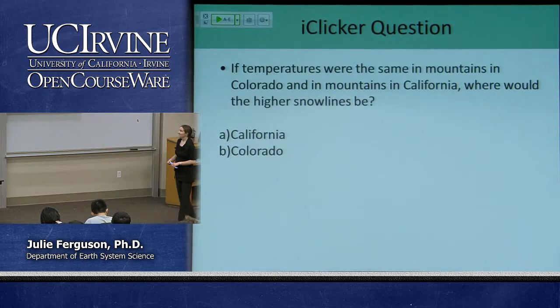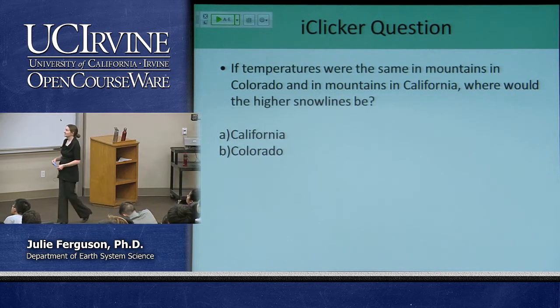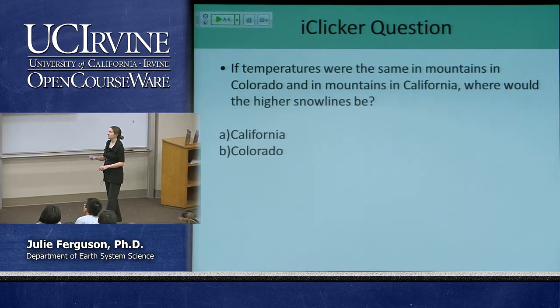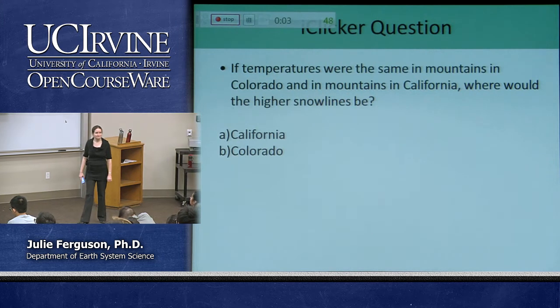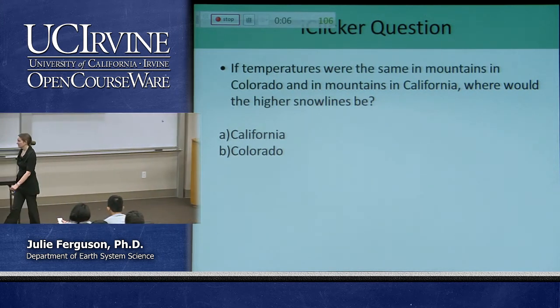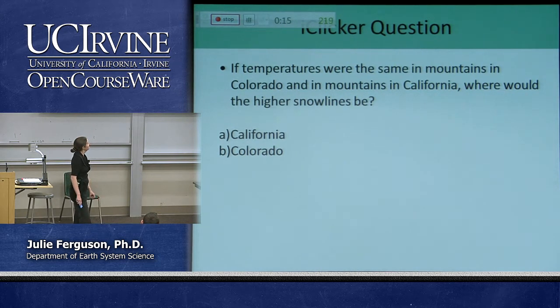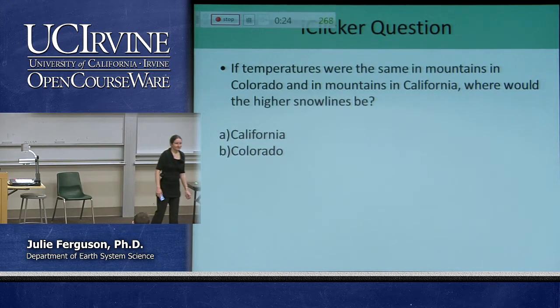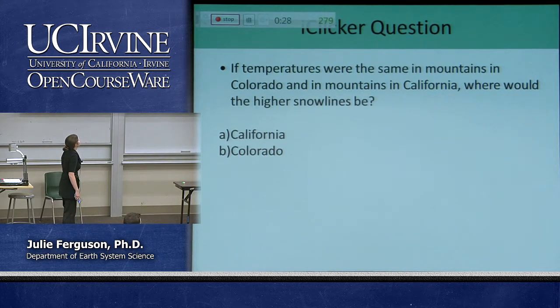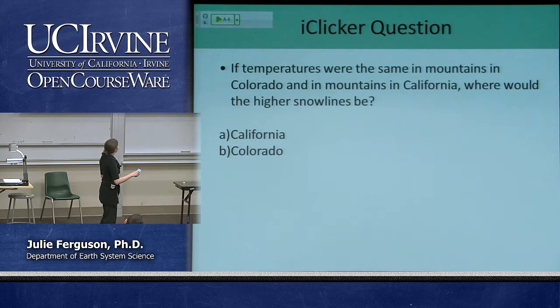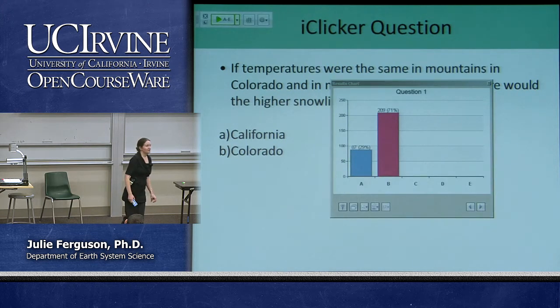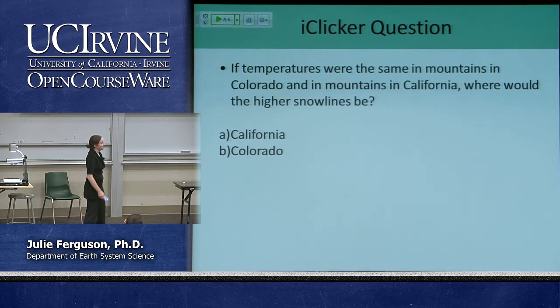So, if temperatures were the same in mountains in Colorado and in mountains in California, where would the highest snow lines be? Any more? I think there's a few empty seats today. Right, let's take a look. So there's a 70-30 split for Colorado, and they would be right, the Colorado people. They would be the highest snow lines.